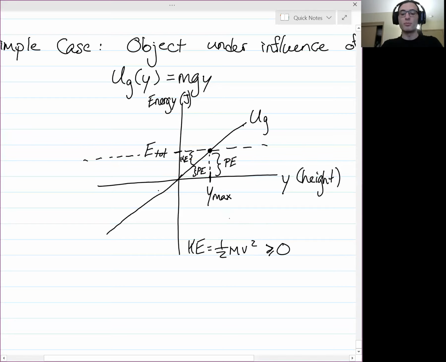You could have negative potential energy. Yeah, there's negative potential energy over here. That's totally fine. And if you were at a negative y value, you would have negative potential energy, right? That would just be like you're underground or something, and that's totally allowed.